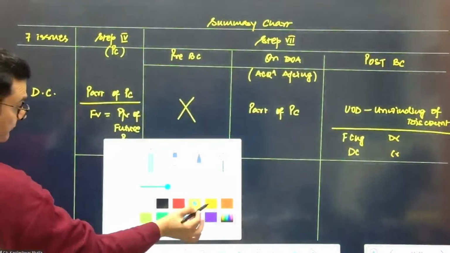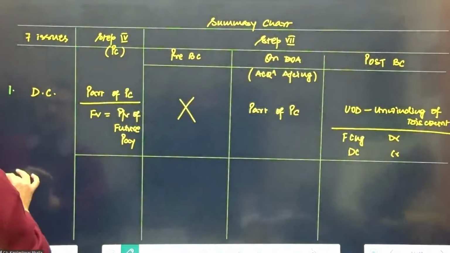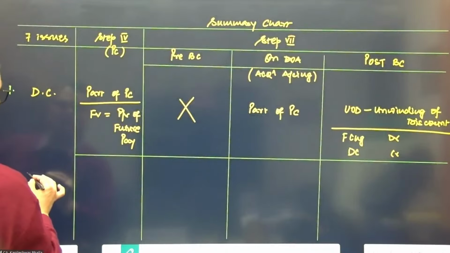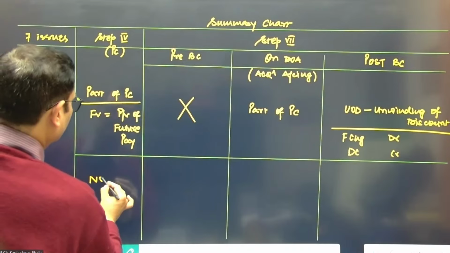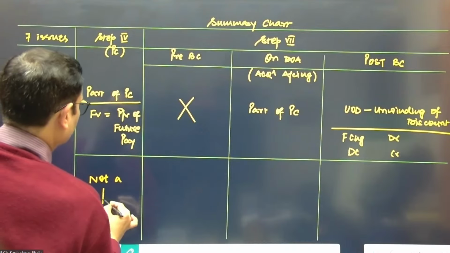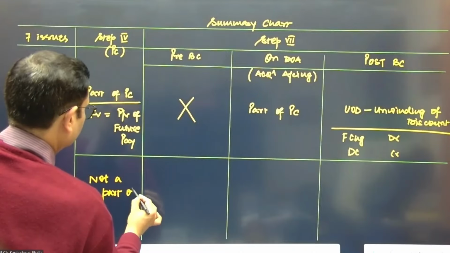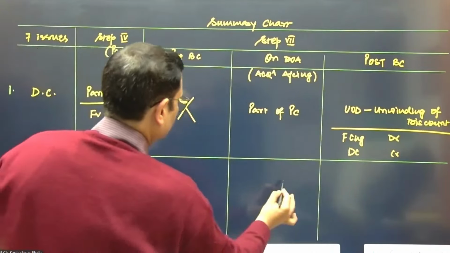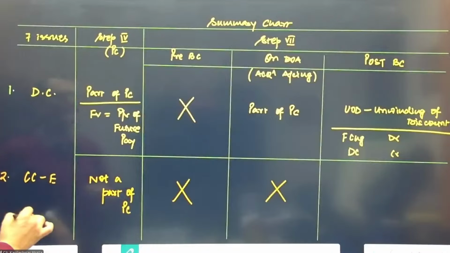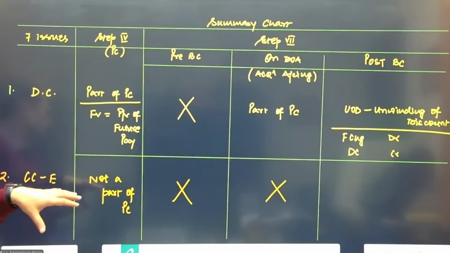Next. So next I am looking in terms of CCE. Is that a part of the business combination? What is paid in the employee capacity? No, sir, it's not a part of PC. So can I say if it is not a part of PC, there is no impact on this. But is there going to be any impact in a post-business combination period?